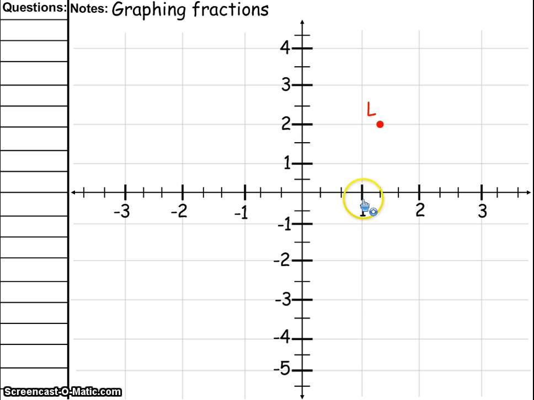Point L is located past the whole number 1, so it's going to be a mixed number. And there's 1, 2, 3 spaces between the whole numbers, so that's going to be our denominator of our fraction. And since L is at the first space, that's going to be our numerator. So the x-coordinate of the location of L is 1 and 1/3. And we're going to go up our y-axis, and it's located at the whole number 2. So the ordered pair for point L is 1 and 1/3, 2.